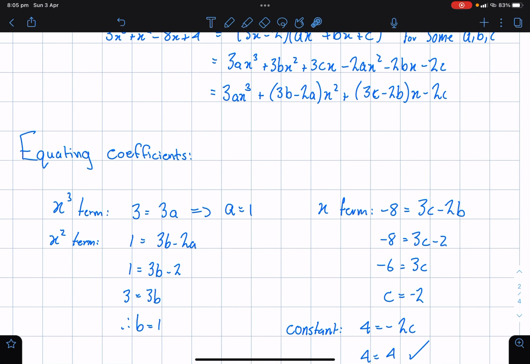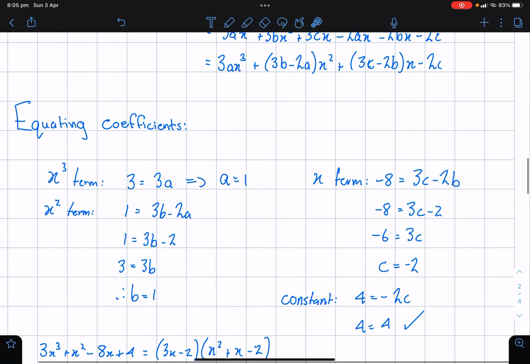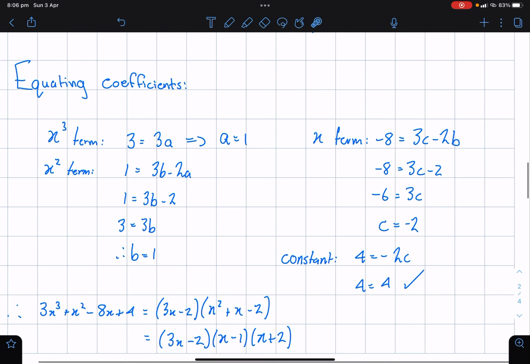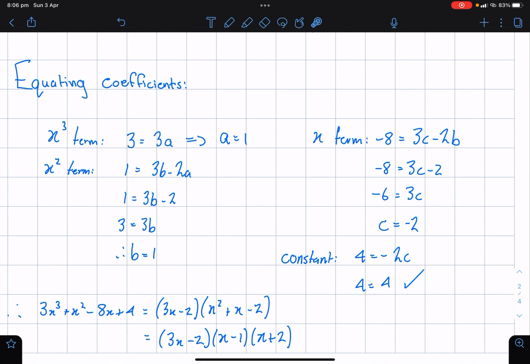So writing those a, b, and c into our quadratic. All right, so a is equal to 1, b is equal to 1, and c is equal to negative 2. We can say that 3x cubed plus x squared take 8x plus 4 is equal to the linear factor they gave us, so 3x take 2, multiplied by the quadratic we just found the coefficients for. All right, so now we need to double check that we can factorize this quadratic a bit further. Turns out we can, so our cubic polynomial factorizes all the way down to these 3 linear factors, 3x take 2 times by x take away 1 times by x plus 2.